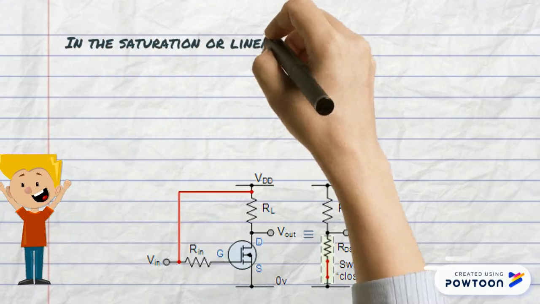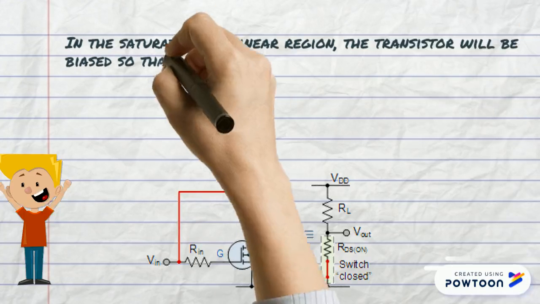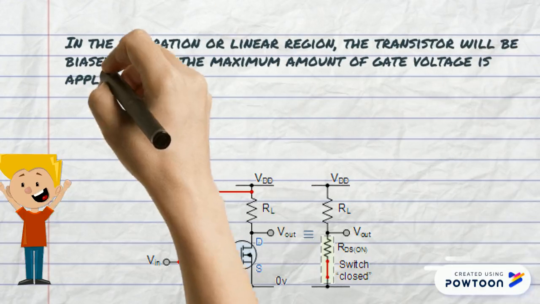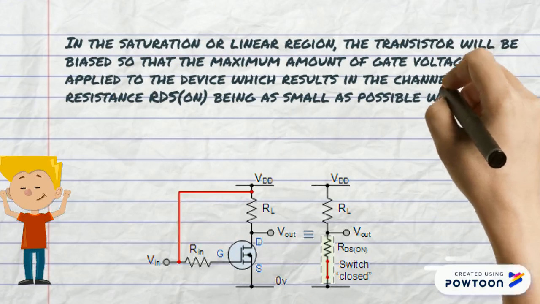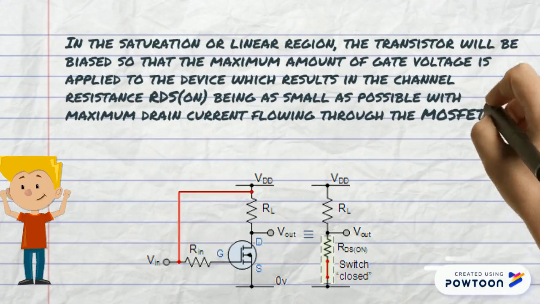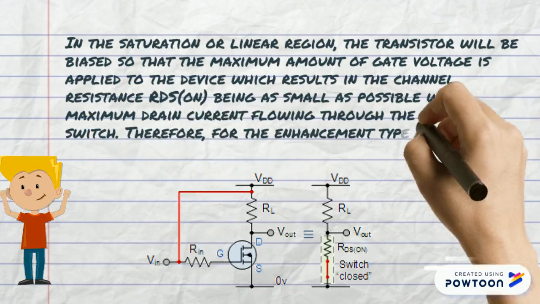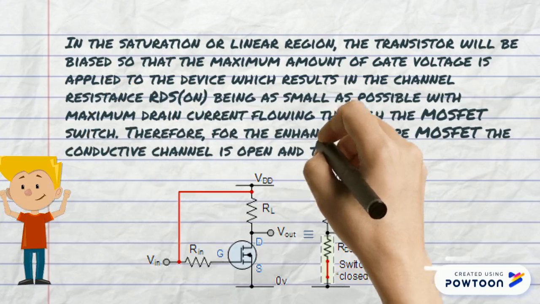In the saturation or linear region, the transistor will be biased so that the maximum amount of gate voltage is supplied to the device, which results in channel resistance R being as small as possible with maximum drain current flowing through the MOSFET switch. Therefore, for the enhancement type of MOSFET, the conductive channel is open and the device is switched on.